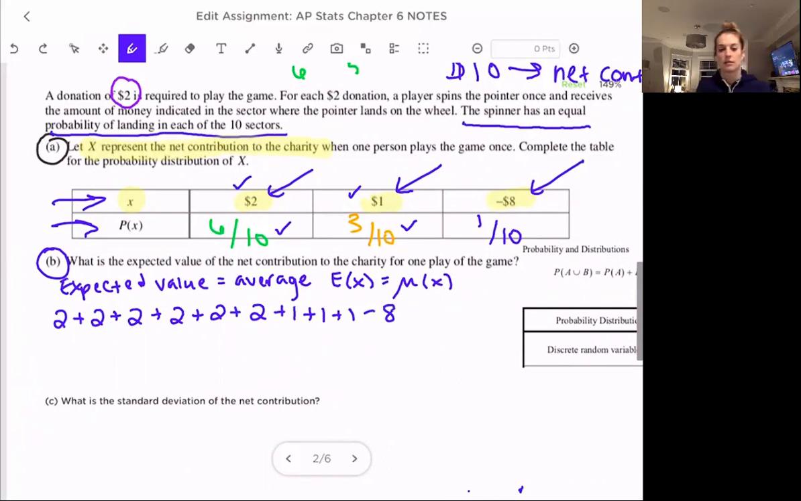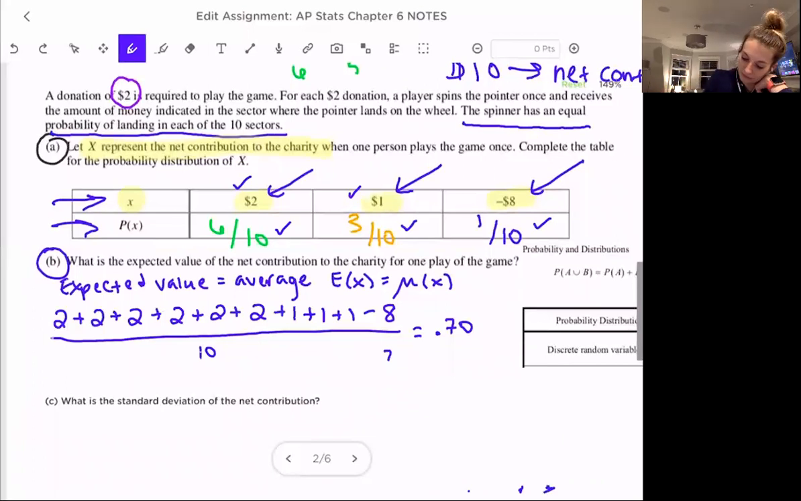And then lastly, -8. Why just a single -8? There was only one way that could happen. So I'm going to add all those things up, and I'm going to divide by the number of possible outcomes. There were 10. And if you pop that in your calculator, you'll actually see that the expected value of the net contribution to the charity is 70 cents, $0.70.